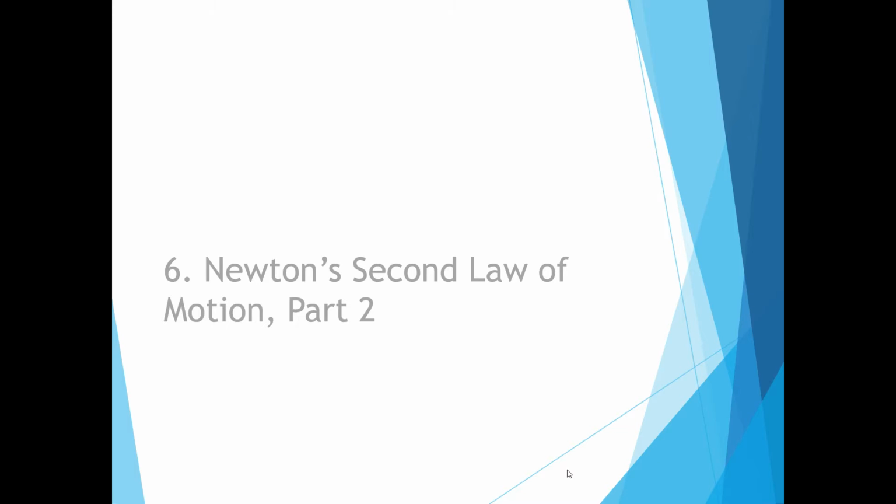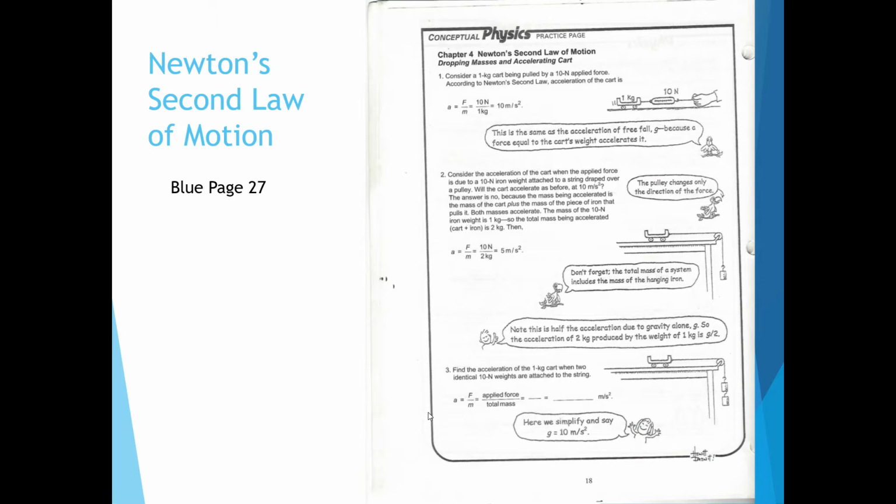So continuing on with part 6, which is Newton's second law of motion, part 2. We're going to now start considering some additional information now that we have a better understanding of what weight is and how it relates to mass. On blue page 27, we have 3 pages of a worksheet called Dropping Masses and Accelerating Cart. We're going to work through these one by one.